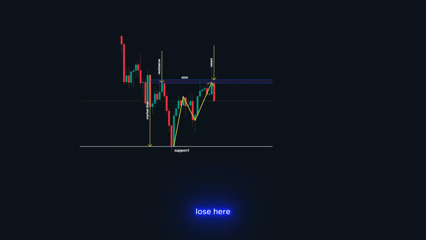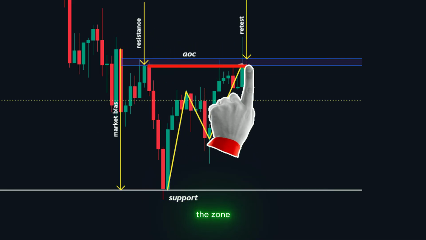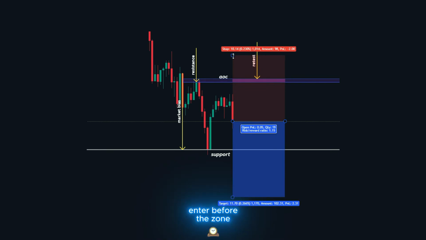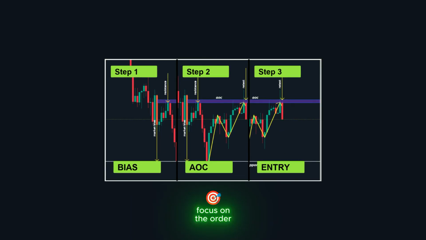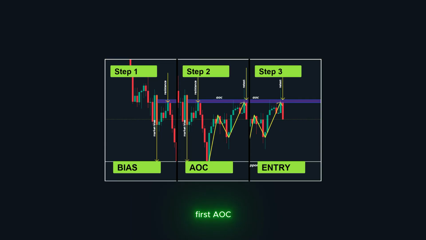Most traders do not lose here because they cannot see the zone. They lose because they enter before the zone confirms. So in this breakdown, I want you to focus on the order. Structure first. AOC second. Entry last.